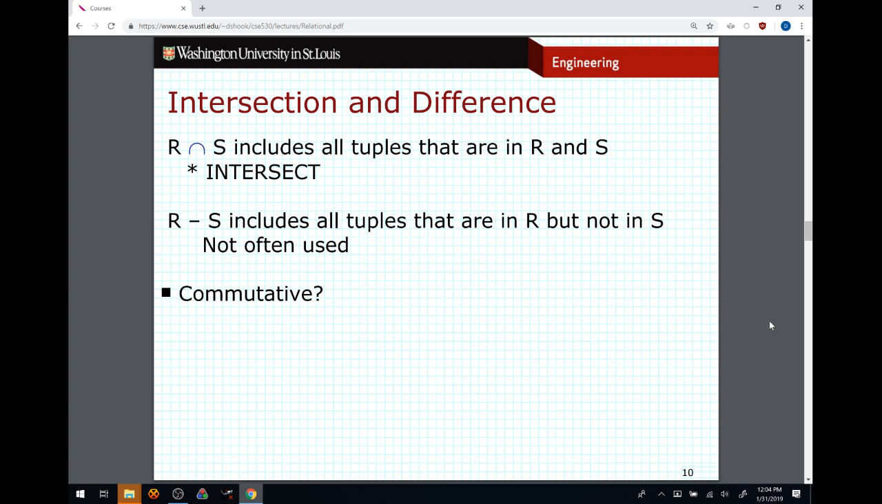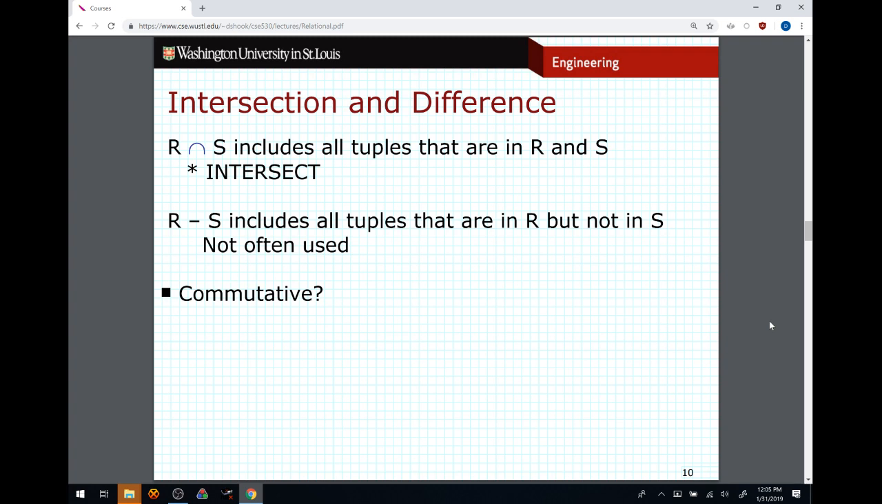The way we do that in SQL is with the intersect keyword. And then R minus S, set difference, is going to include all tuples that are in R but not in S. So what are the unique tuples that are in R, right? Is what we're looking at.